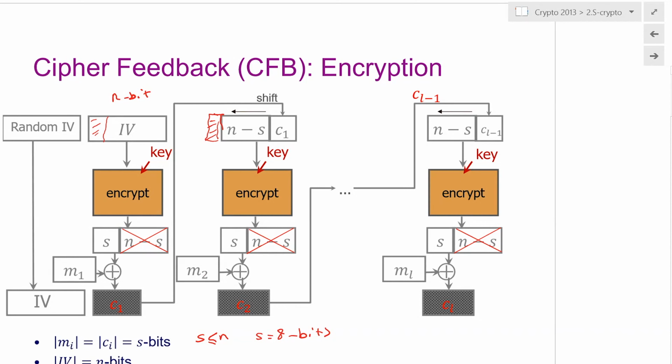So a nice property that we get here is that we don't have to wait for our message M to be exactly 128 bits. It can be much less than that, S bits or 8 bits. So we kind of turn our block cipher into a stream cipher.